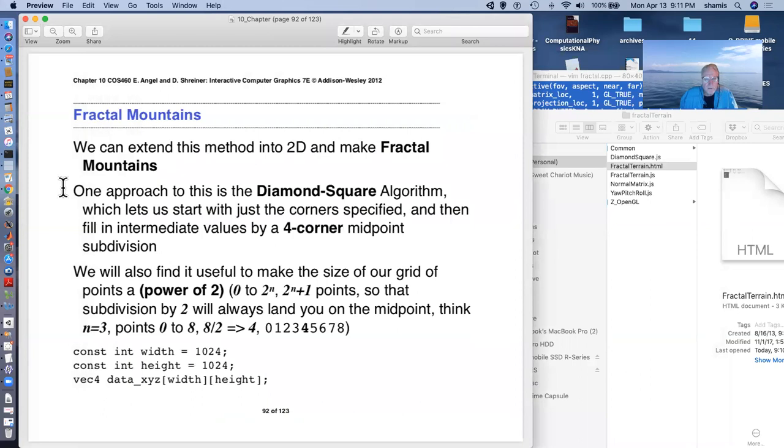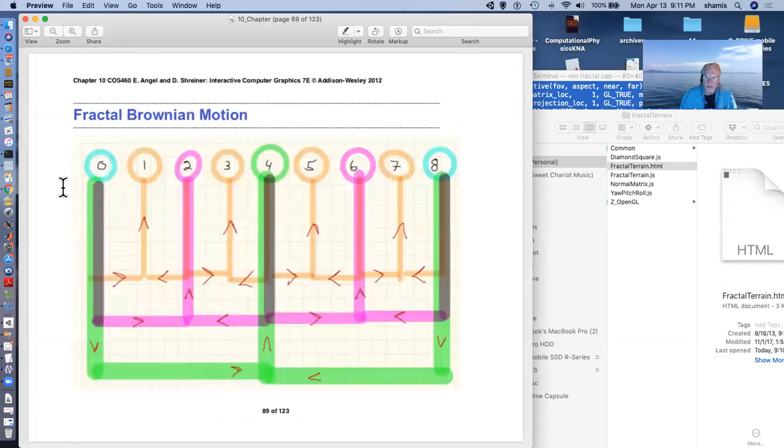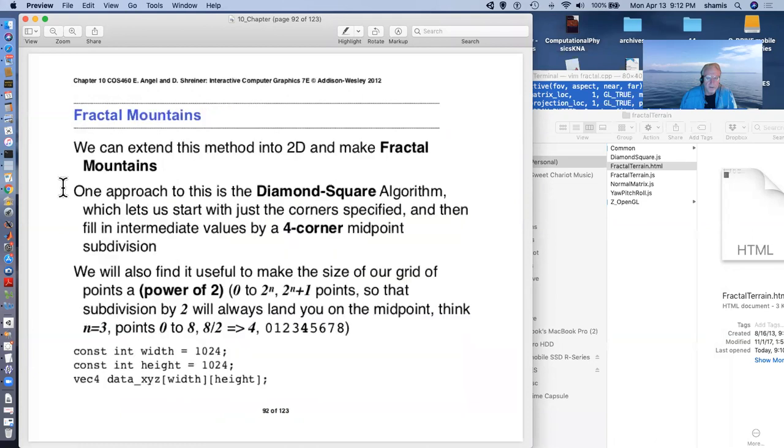So one of many algorithms for generating fractal mountains is the diamond square algorithm. And with this algorithm, we start with just 4 corners, and we can specify the separate heights of the 4 corners. And then we fill in intermediate values by a 4-corner midpoint division, kind of a 4-corner analog to what we did here in the 1 dimension.